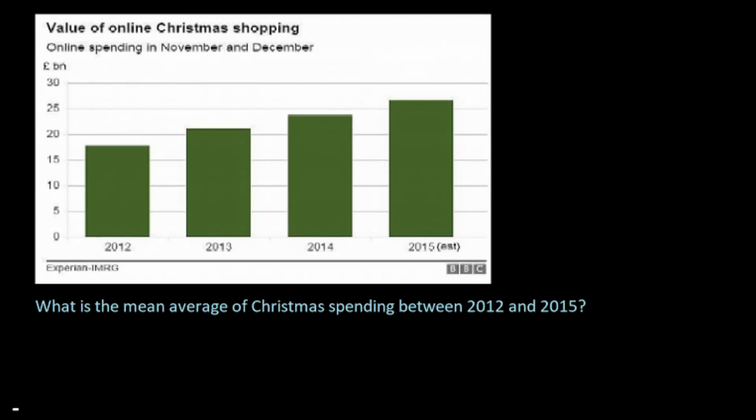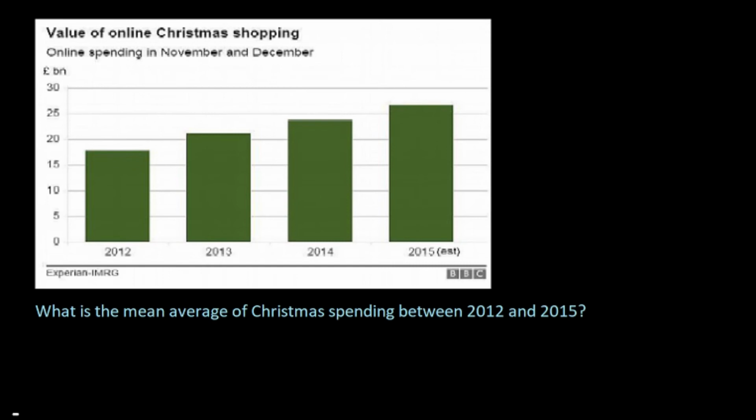Okay, so let's have a look at this one. So instead of a table here, you've got bar charts. So the first thing to do here, there's a lot of numbers on here already. It's very important that you don't just add together the numbers that you can see. So it says, what is the mean average of Christmas spending between 2012 and 2015? So you can see at the top it says value of online Christmas shopping, online spending in November and December.